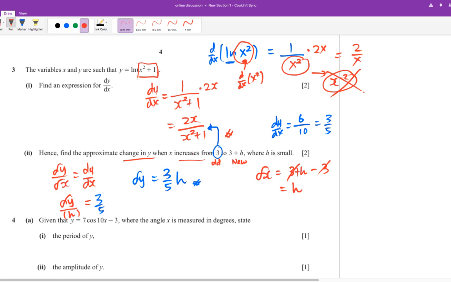For approximate change, whenever you see x changed from a certain value to another value, just remember this formula. This is how I remember it: both sides also look like dy dx, just with something like delta. This is basically the change of y over the change of x. Finding the change of x is very easy, since they tell you x is increased from 3 to 3 plus h, so the change of x is just h. Most of the time you can't find the change of y, because you would have to solve the whole equation. The next thing you need is dy dx. Always remember to substitute the old value of x into dy dx and then solve. That's all.